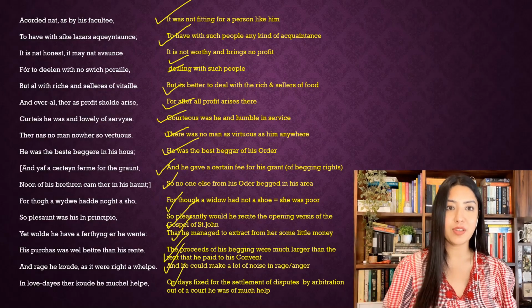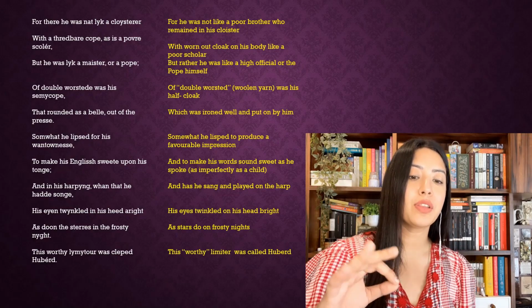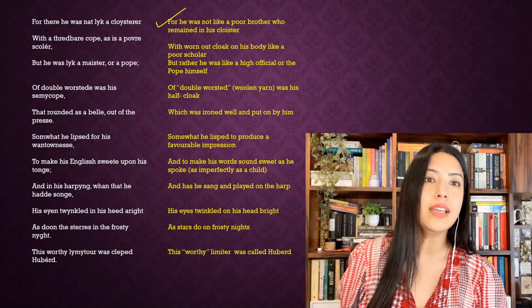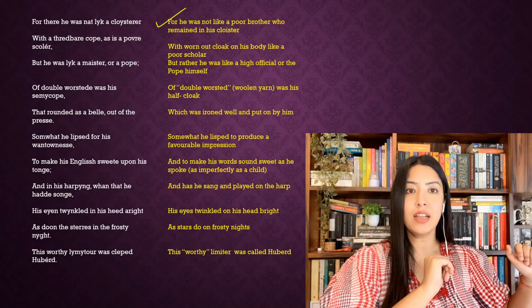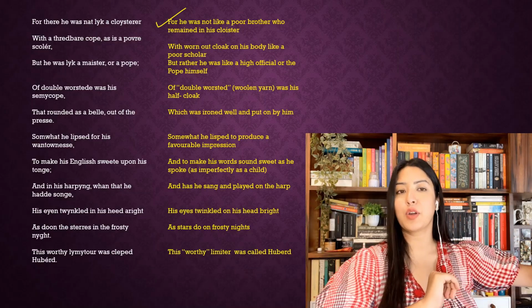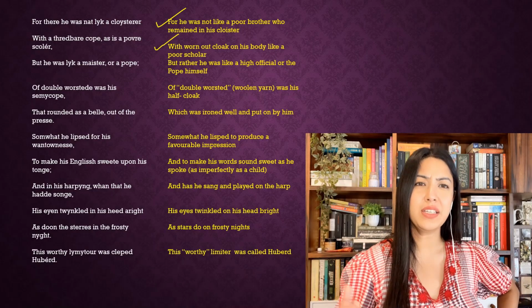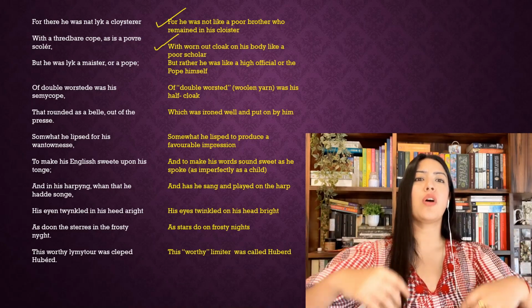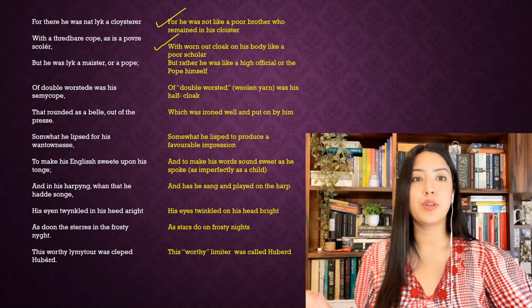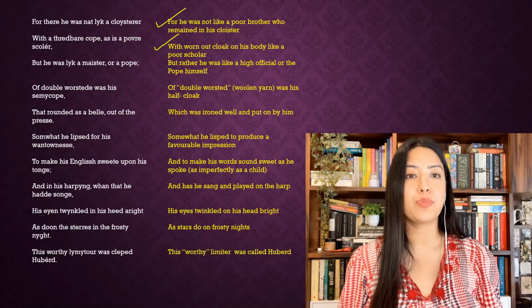Okay, let's move on to the last part. For he was not the poor brother who remained in his cloister. He is not somebody who's going to remain with his brethren, with his brothers back in the cloister. No. With whom out of cloak of his body like a poor scholar. He is not going to be held down by those people. He's not going to wear worn out clothes. He's going to be out there doing his thing, you know. So, but rather he was like a high official of the Pope himself.